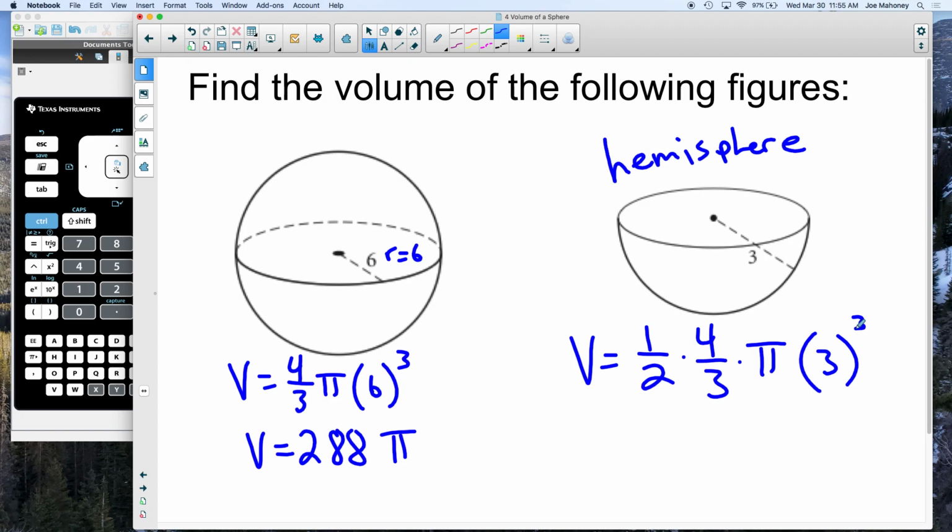Let's see, 3 cubed is 27. Divided by 3 is 9. Times 4 is 36. Divided by 2. We do all that, we should get 18 pi for our volume. So far, so good. We love it.